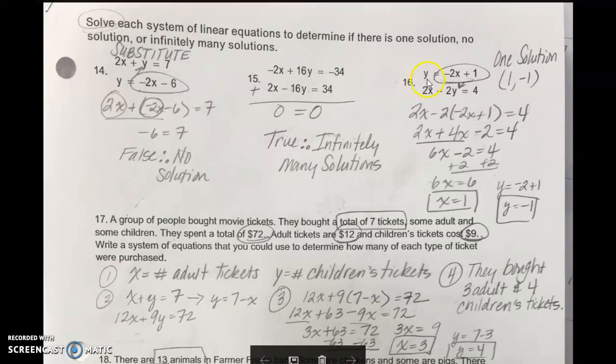Number 16, y is already isolated in the first equation, so notice I'm using substitution, and I'm going to substitute that in place of y in the second equation and solve. Notice this time I get 1 solution, and it is (1, negative 1), and you should show that.